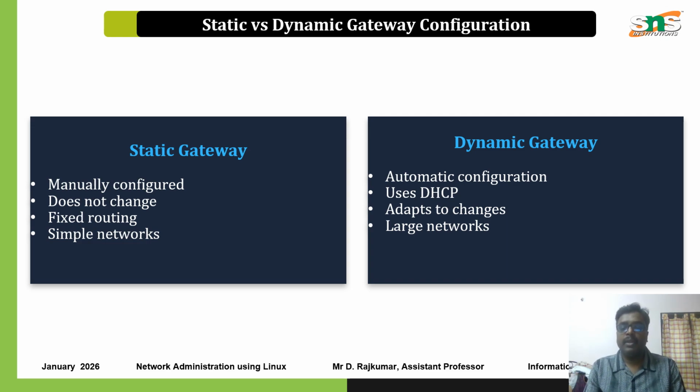Next is the dynamic gateway, which is configured automatically by the server, and it uses DHCP, the Dynamic Host Configuration Protocol. It helps us assign IP addresses to all the systems and work with the gateway dynamically. Whenever the IP addresses change, we need not manually configure the change, as it is adapted automatically. In large networks with frequent or temporary visitors, we can use this type of gateway, which supports a very large network.